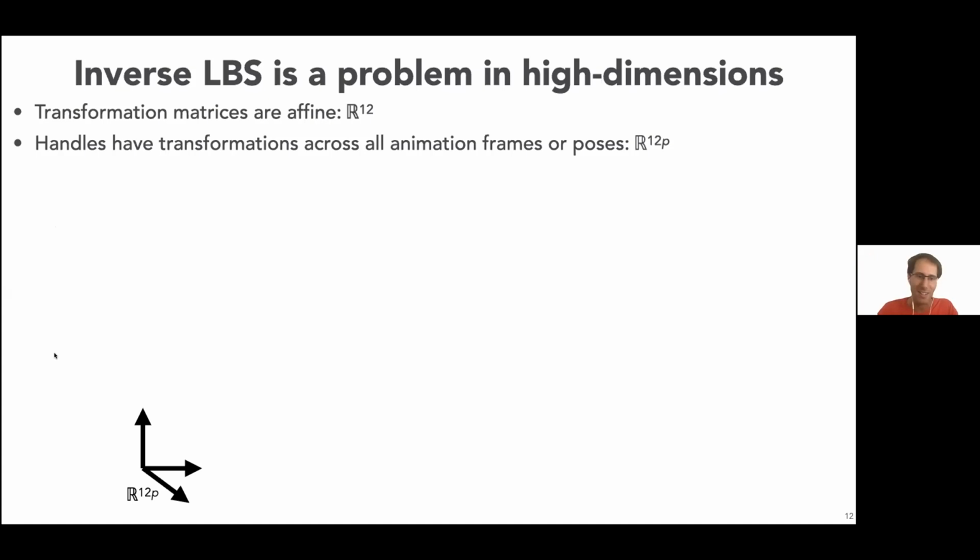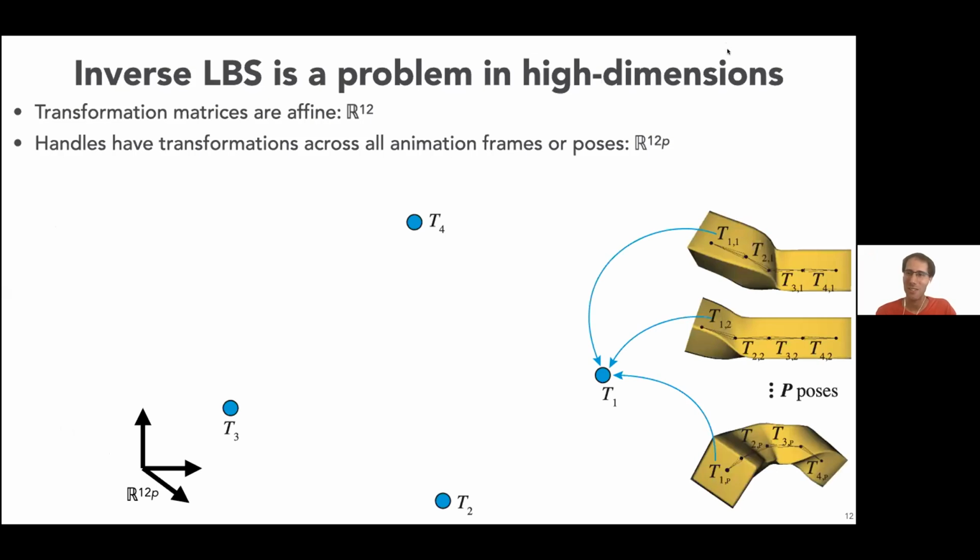So again, let's try to visualize this as best we can. Here is our 12p. Here we see some different poses of a bent rod. And we can see that there are 4 bones, so there are 4 handles. And each of these handles, the first bone here, the first segment here, has its transformation across all the poses, and that is a point in this high dimensional space.